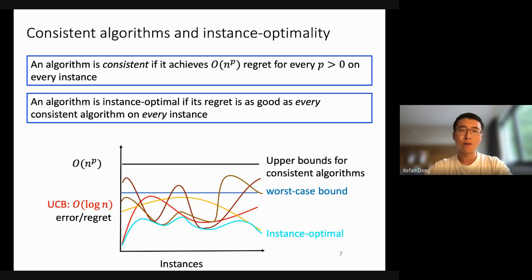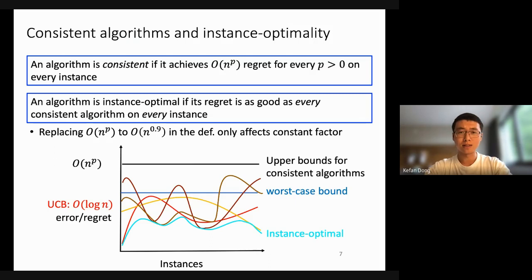Then we say an algorithm is instance optimal if its regret is as good as every consistent algorithm on every instance. An interesting point here is that if we replace the n to the p regret upper bound by something like n to the 0.9 in the definition, we only affect some constant factors later in our analysis. So this definition of consistent algorithm is quite flexible.